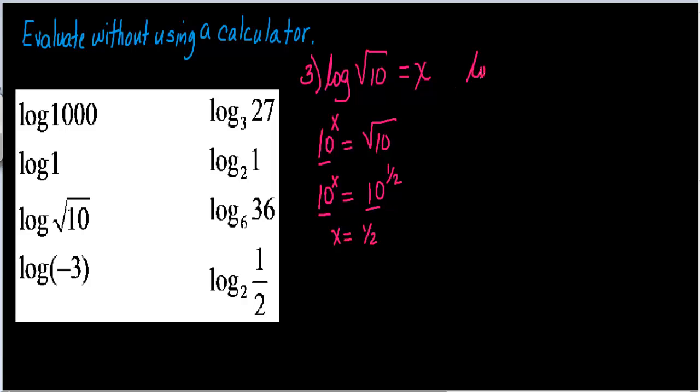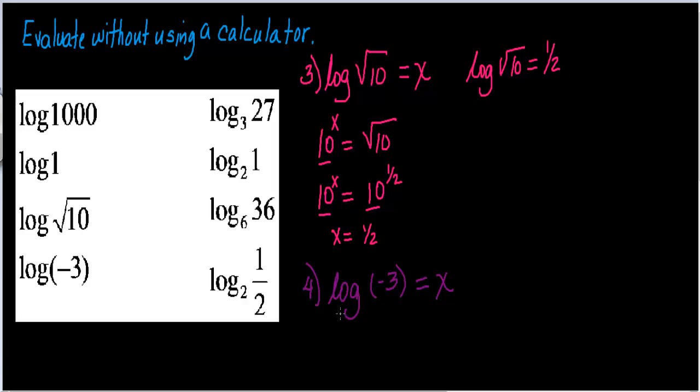So I come back here and I say, well, log of square root of 10 is equal to 1/2. Okay, let's do number 4. Number 4 is log of -3 equals what? X. Okay, so here we're going to be careful too. You're going to learn a property of logs with this example.